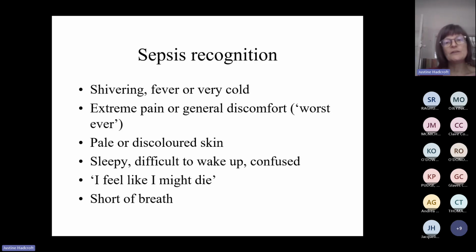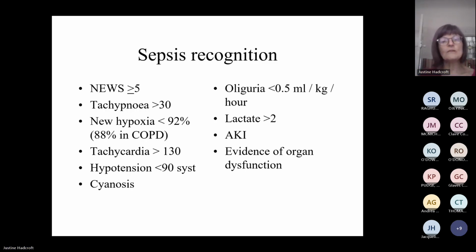They might be sleepy, difficult to wake up or confused, and that implies that their brain oxygenation is failing because either they're hypoxic or their blood pressure is low enough that they're not perfusing their brains. If they say they feel like they might die, that might be a pointer, and they might be short of breath. So the hypoxic can breathe fast, or just as part of the sepsis response, they become tachypneic.